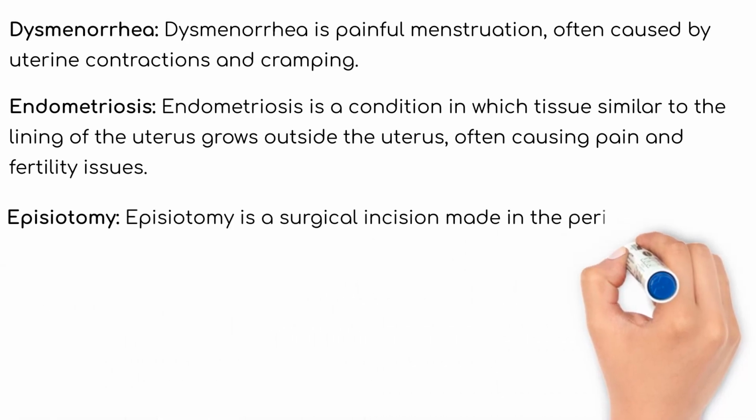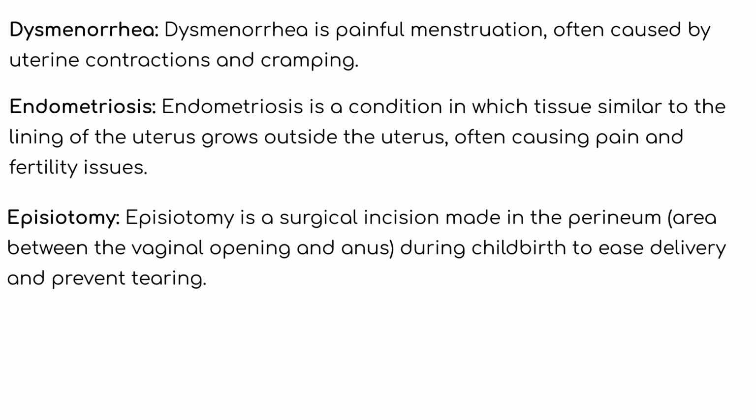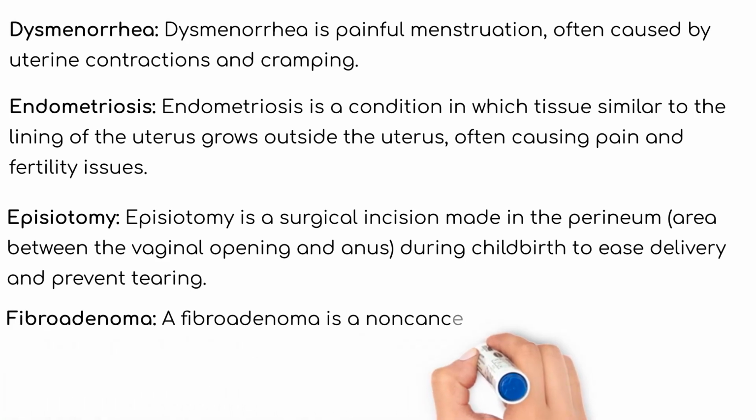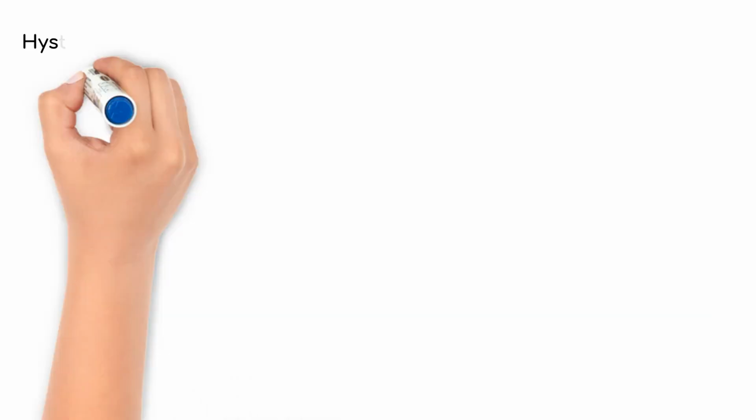Episiotomy. Episiotomy is a surgical incision made in the perineum, the area between the vaginal opening and anus, during childbirth to ease delivery and prevent tearing. Fibroadenoma. A fibroadenoma is a non-cancerous breast tumor made up of glandular and fibrous tissue.